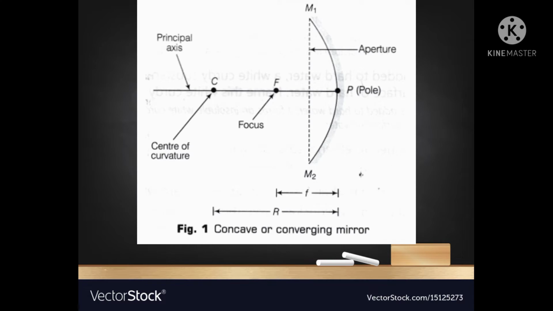You can see the focus and the center of curvature, which is double the focus, the mirror, and the pole where it has been labeled. So this is the principal axis where we'll be keeping the screen.